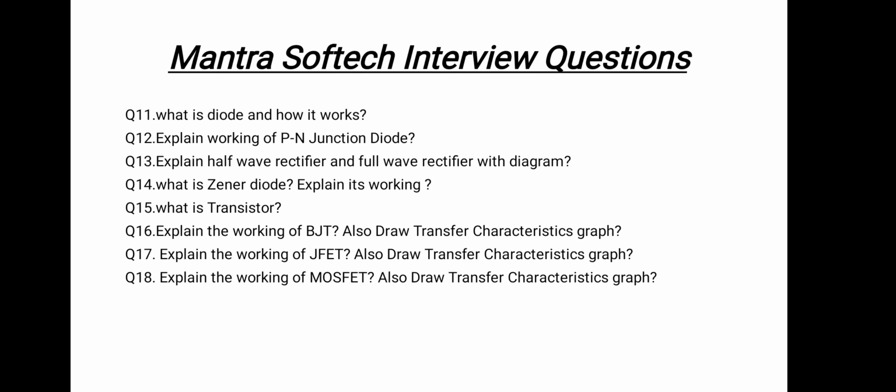Then they went deeper into basic electronics questions, like what is a diode and how it works, then the p-n junction diode, and the half wave rectifier and full wave rectifier. They asked me to draw the diagram, and also to draw the input as well as the output diagram, and then explain briefly how this is happening. Then they asked about the Zener diode, and then transistors: BJT, JFET, and MOSFET. These are the basic questions they asked from basic electronics.